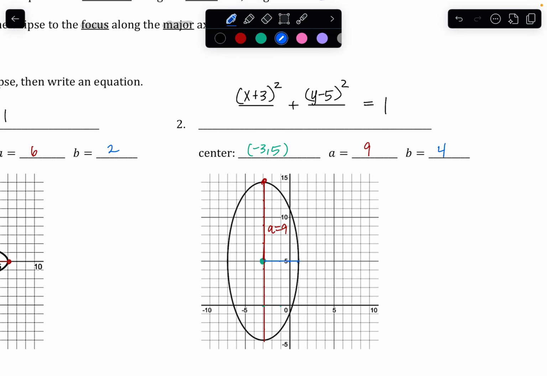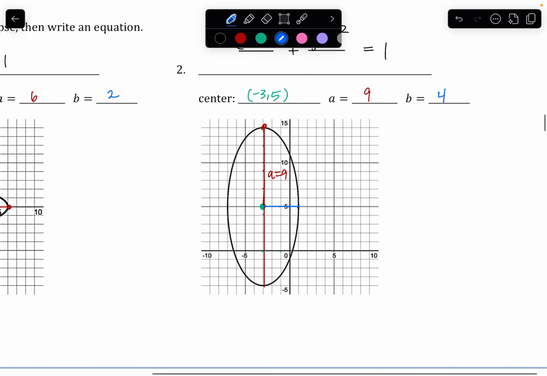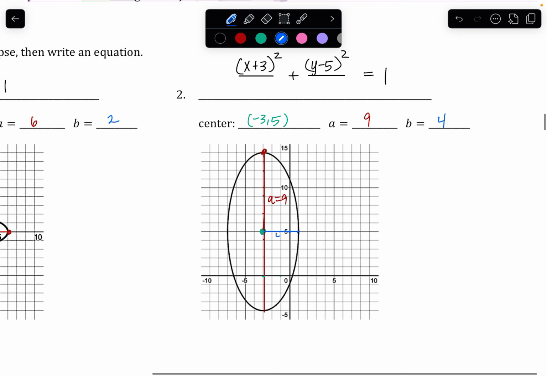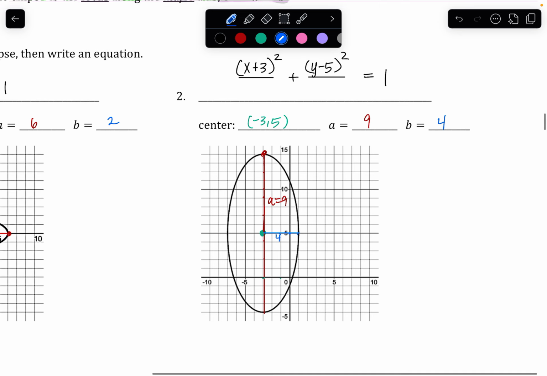Okay, and then looking back at the picture, my horizontal radius, that's always going to go under your x, regardless of whether it's A or B. And so my horizontal radius this time was 4, and so I'm going to have a 16 under the x term, and then under the y term, that radius was 9, so I'm going to have an 81 underneath the y term.